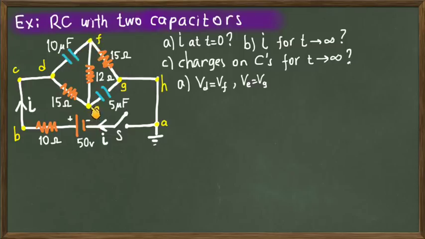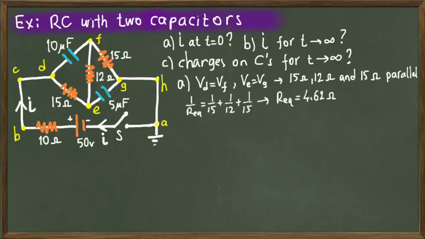And again, it's the same. Just imagine that there are only cables between points E and G and D and F, and then the resistors between points D and G will be parallel to each other. So the next thing is to calculate the equivalent resistance of these three parallel-connected resistors. This is easy: the inverse of the equivalent resistance is the inverse of 15 ohms plus the inverse of 12 ohms plus the inverse of 15 ohms, all added together. You find the equivalent resistance in that case as 4.62 ohms.